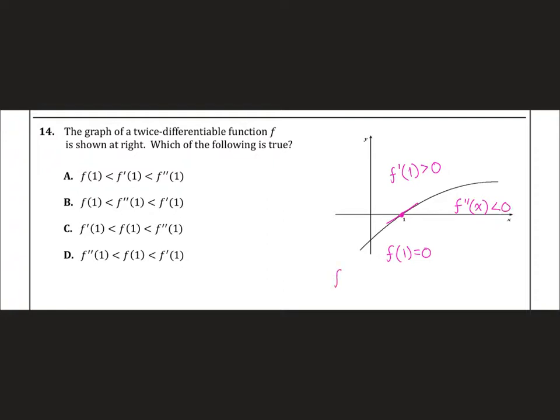So f of 1 is equal to 0, which means that f prime of 1 is larger than that because it's positive, and that f double prime of 1 must be less than that because it's negative. So your answer is D.